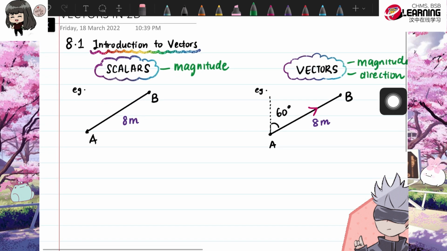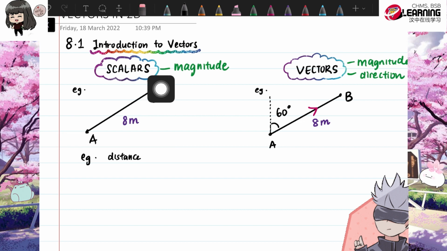Okay, so the simple example for scalar is distance, because for distance we don't look at the direction. Distance AB, BA, it's the same. A to B is 8 meter, B to A is 8 meter. So no matter what the direction is, it's still a distance, right? Mass is also an example of scalar because it doesn't include any direction. And speed as well. You see speed, no negative, which means it doesn't include direction, right?